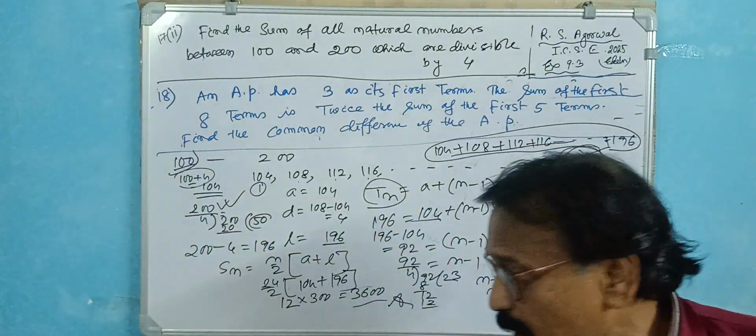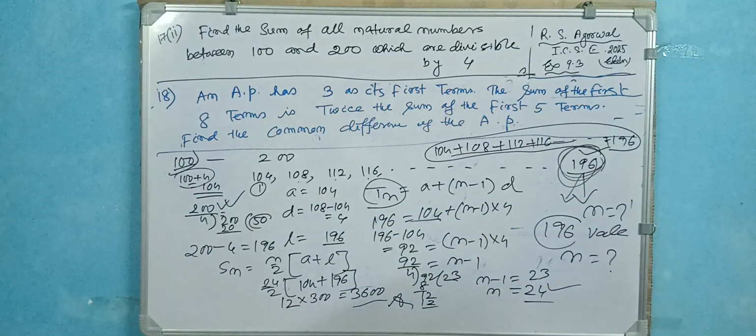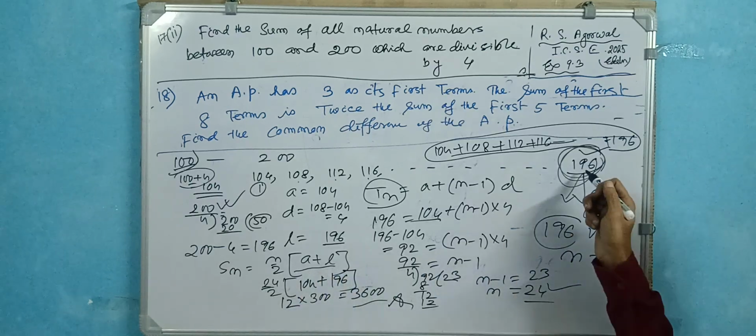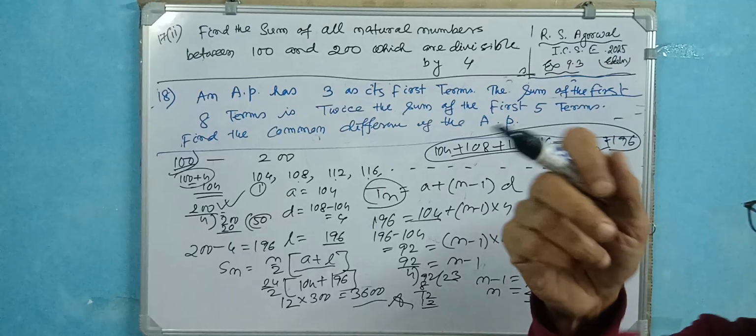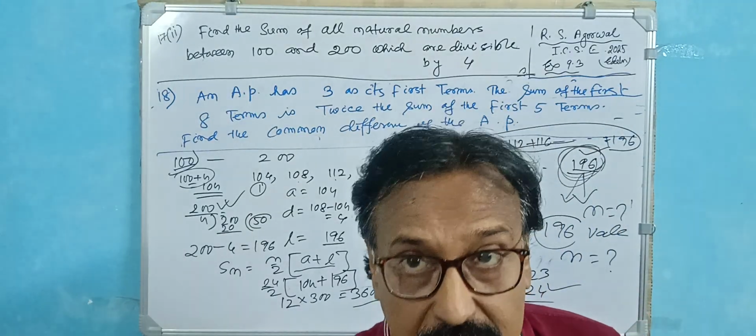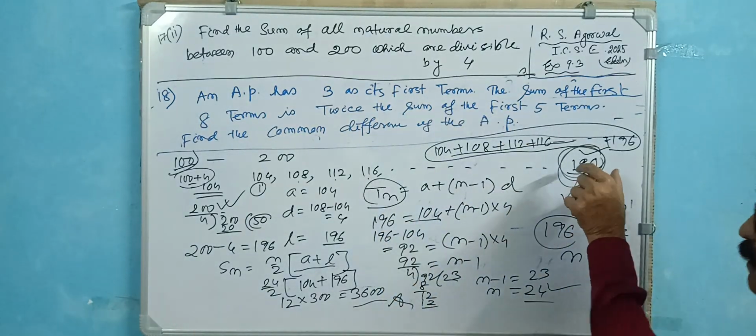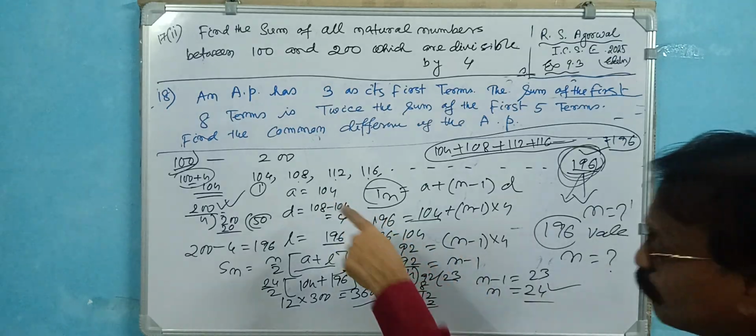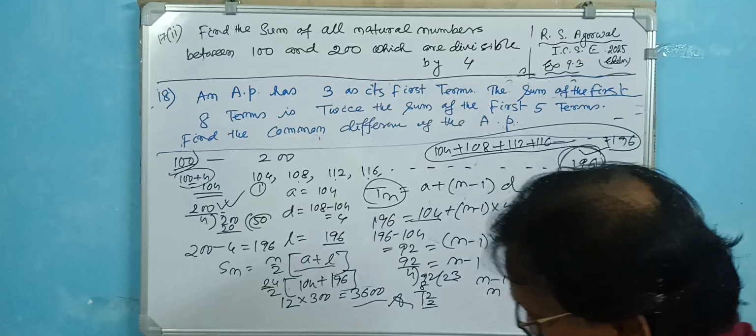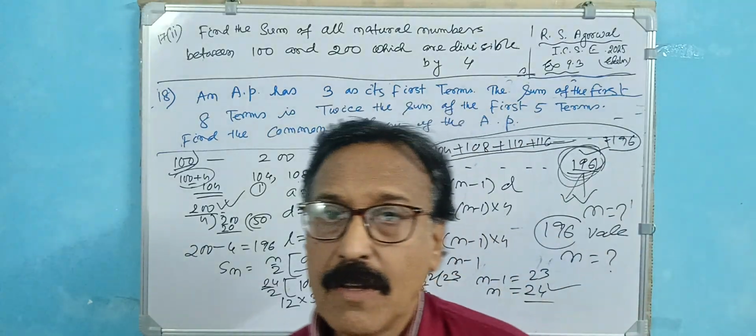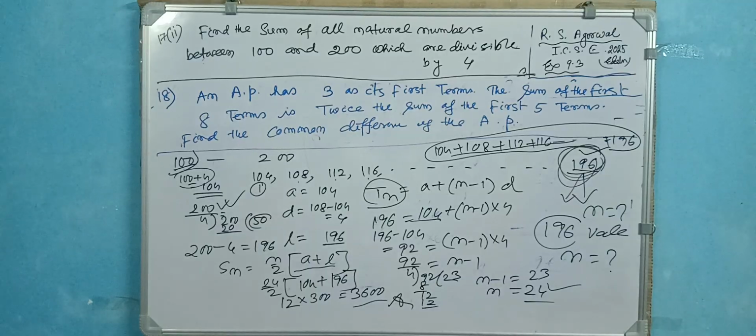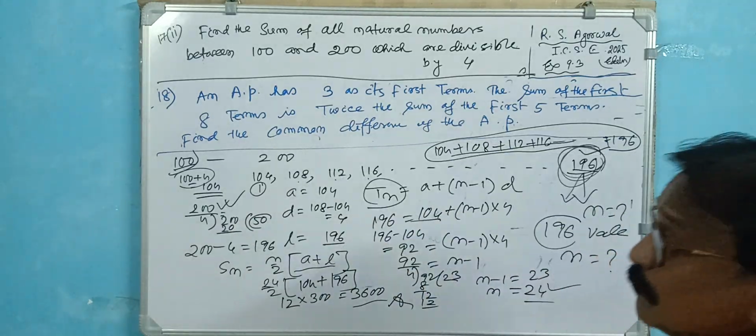So you know the formula, you just put the values here. Why do you use the formula? Because you know l, the value of the last term. But what is the number of the last term? What number term is this last term? The number of terms is 24. n is 24. Clear? Okay, so now the next sum is clear.